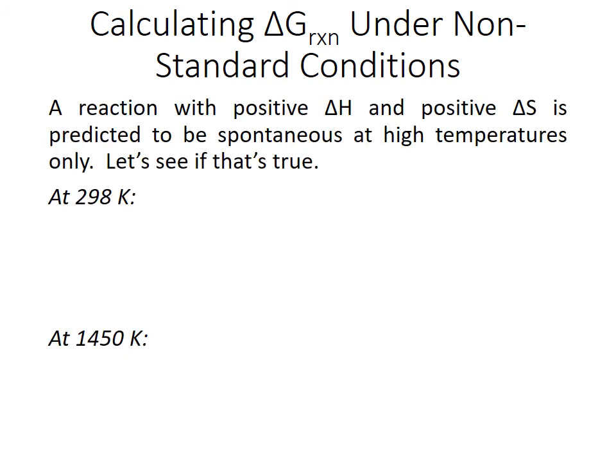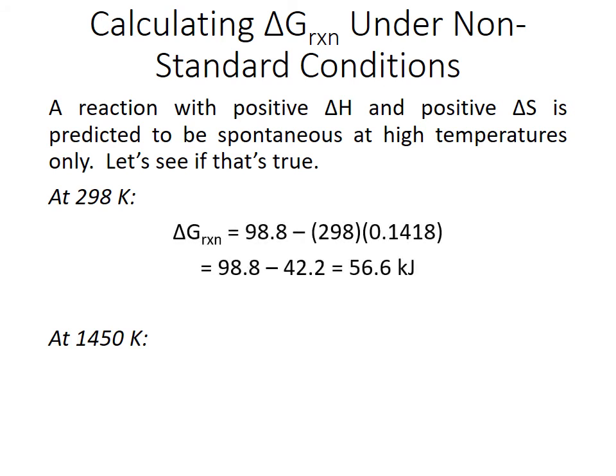A reaction with a positive delta H and a positive delta S is predicted to be spontaneous at high temperatures only. Let's see if that's true. We're going to begin by calculating delta G at 298 Kelvin. Delta G reaction equals 98.8 minus 298 times 0.1418. Crunch our numbers down. We find that delta G reaction at this temperature is 56.6 kilojoules, meaning this reaction is non-spontaneous, and rather strongly so.